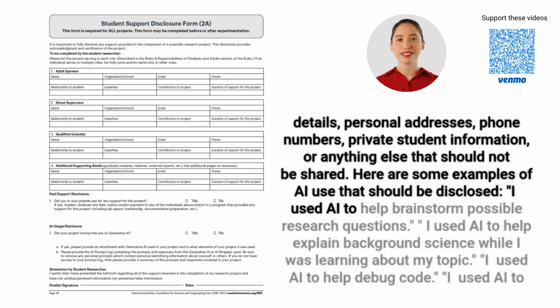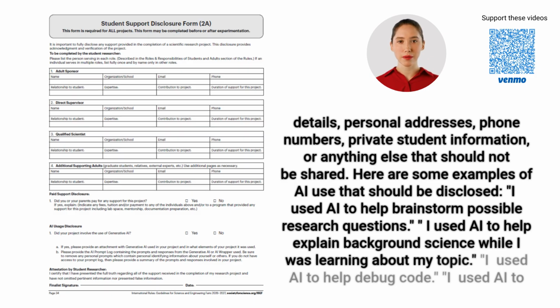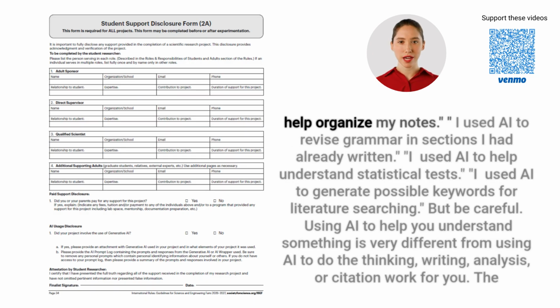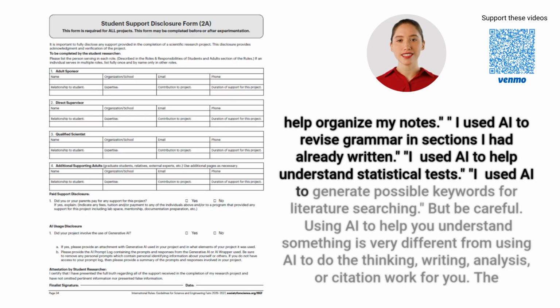I used AI to help brainstorm possible research questions. I used AI to help explain background science while I was learning about my topic. I used AI to help debug code. I used AI to help organize my notes. I used AI to revise grammar in sections I had already written. I used AI to help understand statistical tests. I used AI to generate possible keywords for literature searching.